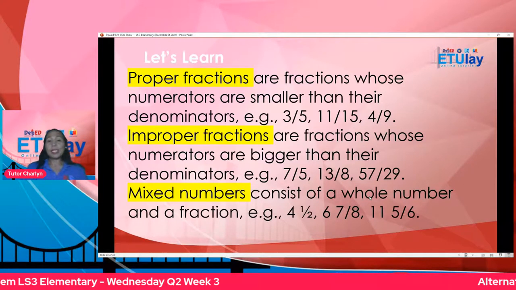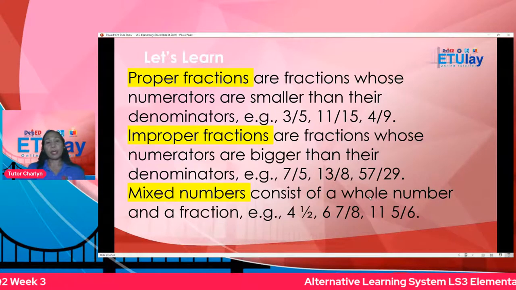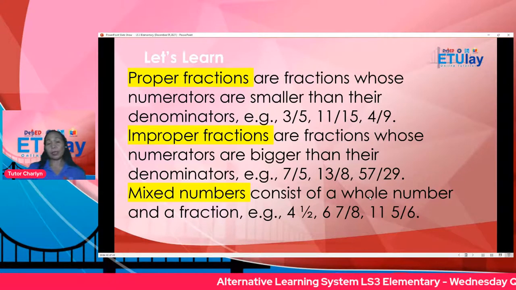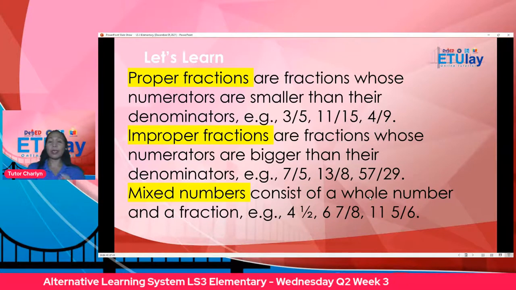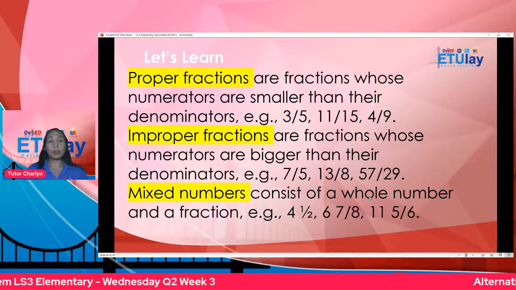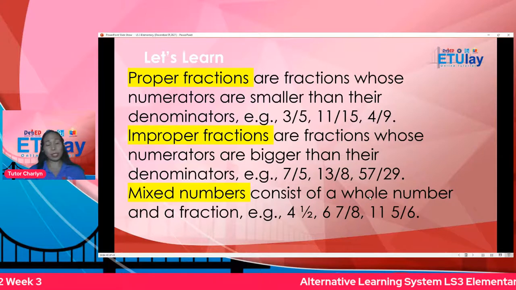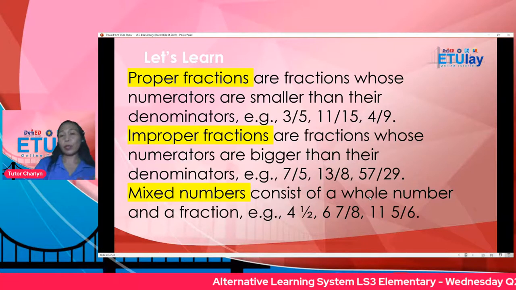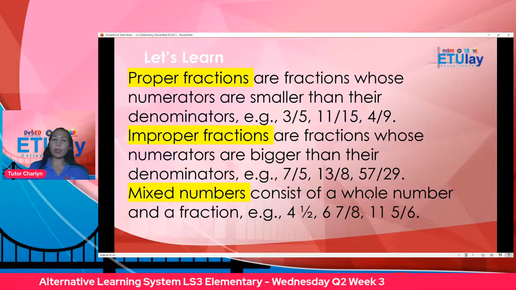Then, a mixed number consists of a whole number and a fraction. Just like yung mixed to improper na sinolve po natin. So, we have whole number 4, then 1 half is the fraction, 6, then 7 over 8, and 11 and 5 over 6. So, may proper fraction, may improper, then we have mixed numbers. So, we already converted a mixed number into an improper fraction.